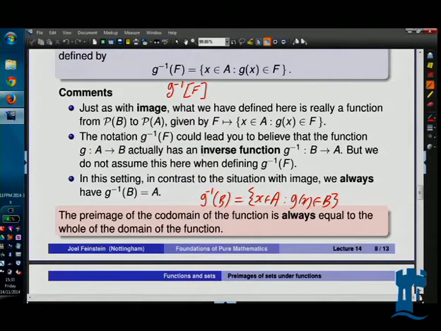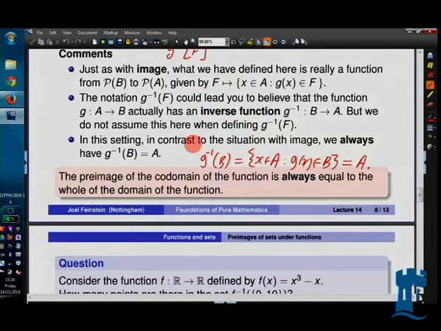So something a bit funny happens. This doesn't work for image. Preimage is actually better behaved than image is. The preimage of the codomain is always the whole of the domain, no matter what the function is. Even if the function is constant, the image of the function will have just one point in, unless it's the empty function. So generally, the image of a constant function will have just one point in, and that's usually not the whole of the codomain. But the preimage, even if you have a constant function, is still the whole of the domain. So that's already a difference.